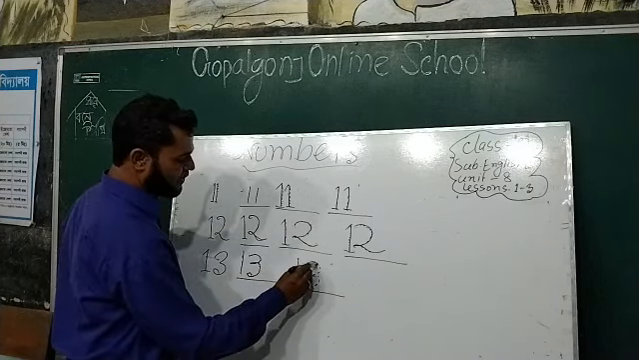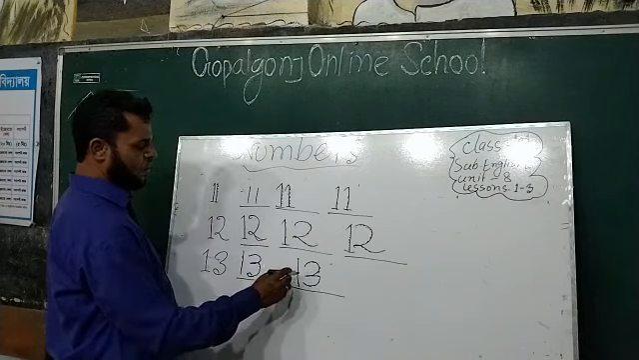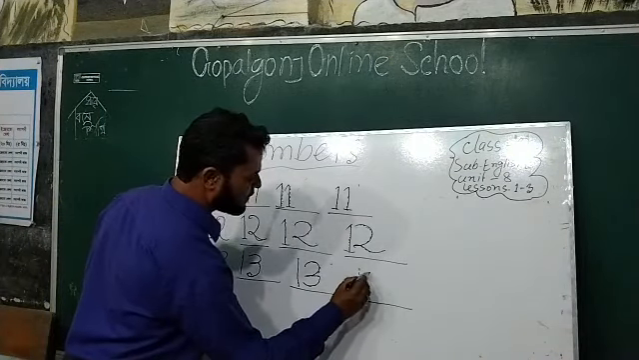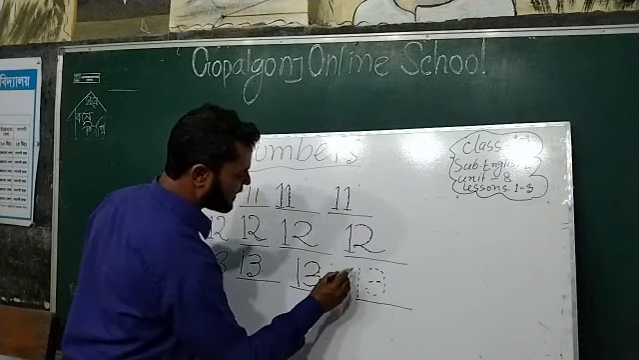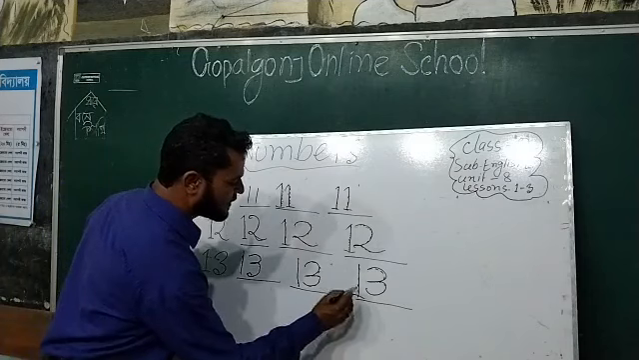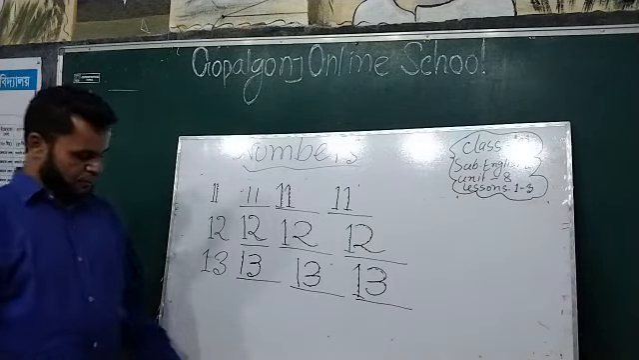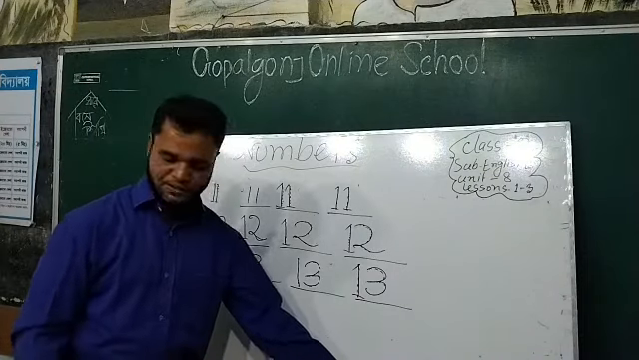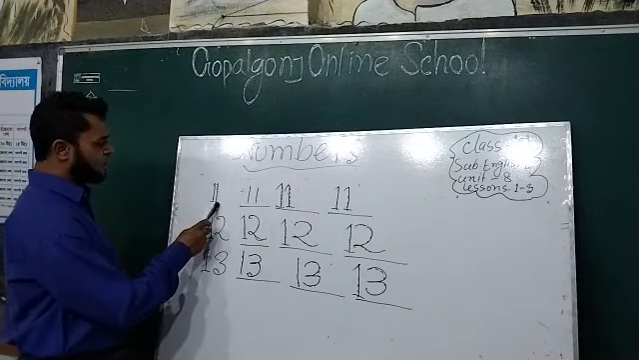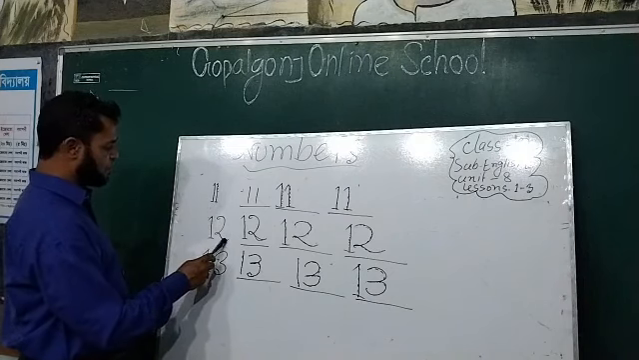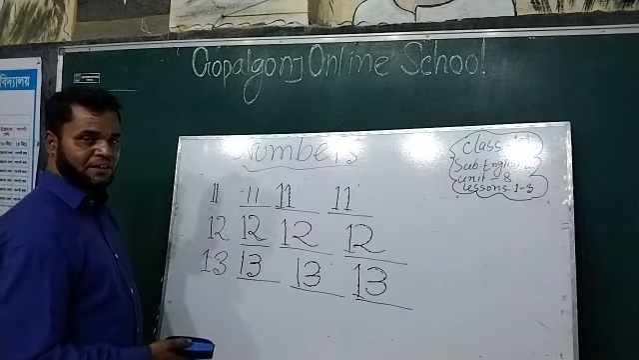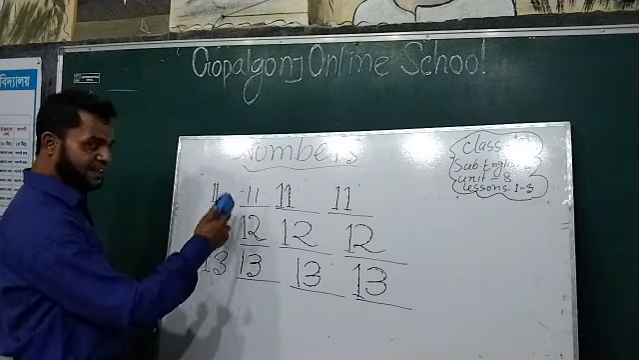Let's join the dot like before. 1, 3, 13. So dear students, let's move to our next activity C. 1, 1, 11, 1, 2, 12, 1, 3, 13. So we have to write 11, 12, 13 like this.